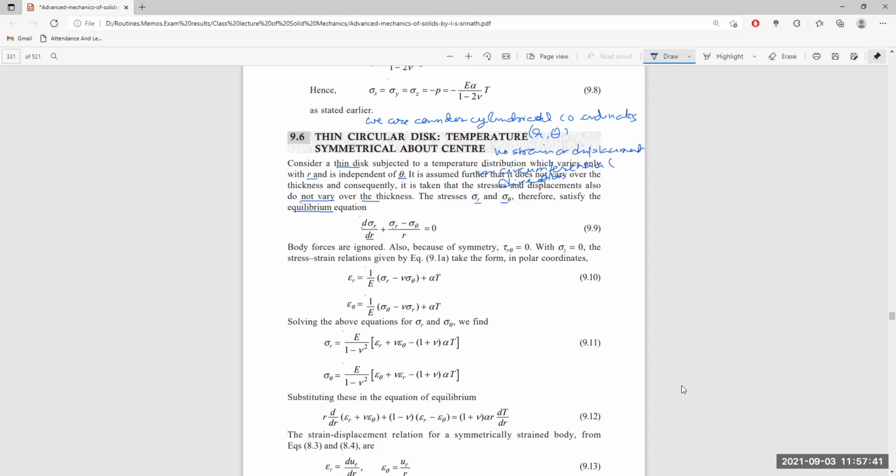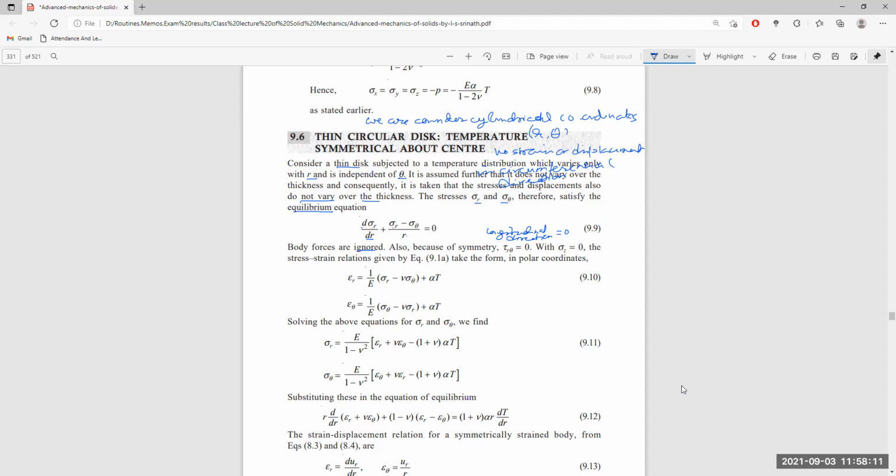Thus, body forces are neglected here. Also, because of the symmetry itself, tau r theta, meaning the stress in the r theta plane, and tau along the length, the longitudinal direction, is equal to 0. Right? Sigma z, which is the stress along the longitudinal direction, is equal to 0.